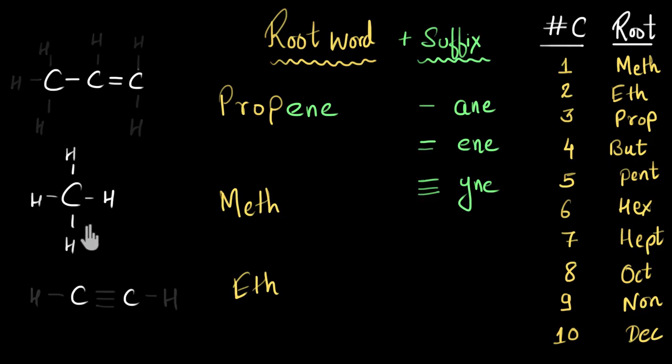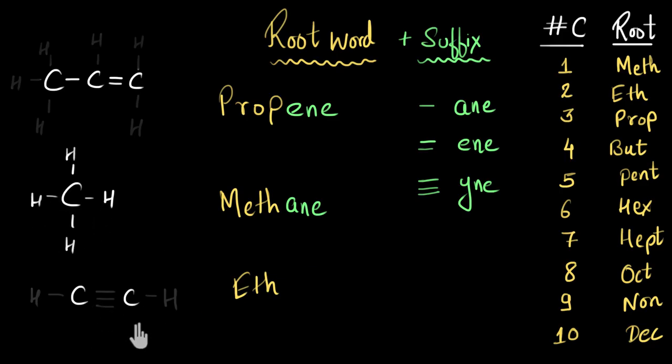Now, if you look at this example, over here there is only one carbon atom, okay? For alkane and alkene, you need minimum 2 carbon atoms. So definitely this is an alkane. And for alkanes, the suffix is "ane." So the name of this molecule will be methane.